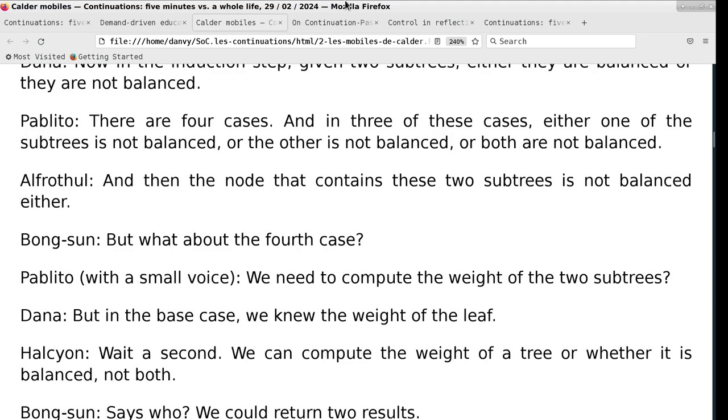We need to compute the weight of the two subtrees. But in the base case, we knew the weight of the leaves. Wait a second. We can compute the weight of a tree, or whether it is balanced, or both. Faithful, we could return two results.